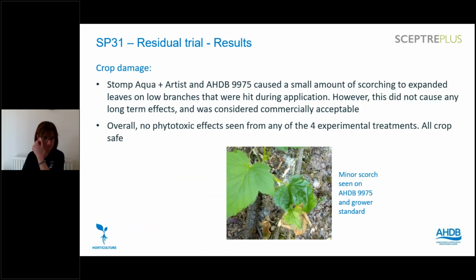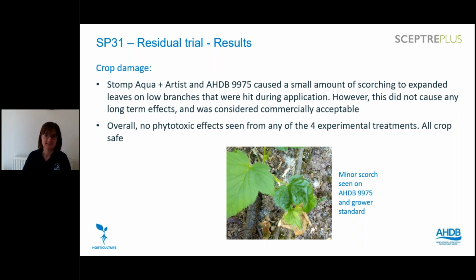So the important bit, the results. In terms of crop damage, we actually saw that the grower standard, the SCEPTRE Plus Artist, and then one of the coded products, so 9975, both caused a tiny amount of scorching to expanded leaves on low branches. So these were obviously hit during the application. You can see it in a photo there where it's just kind of scorched around the edge. So we've got some brown necrosis and lightening of the leaf right at the bottom there.